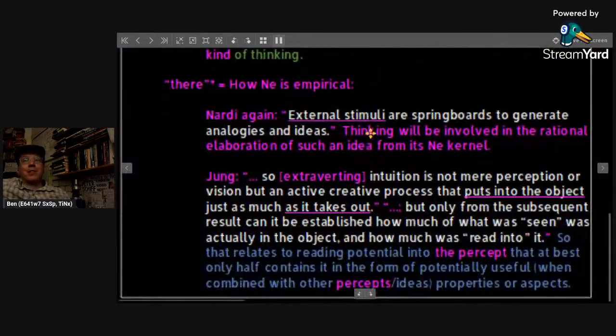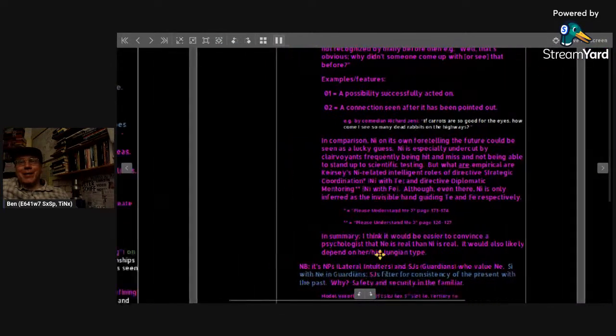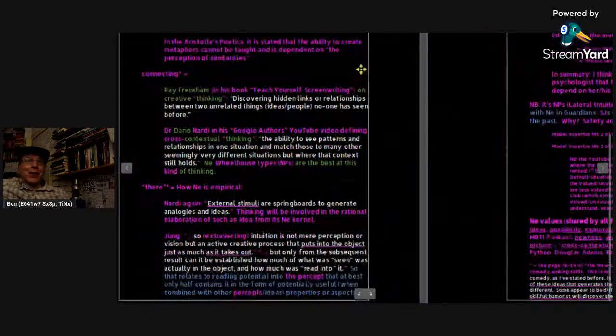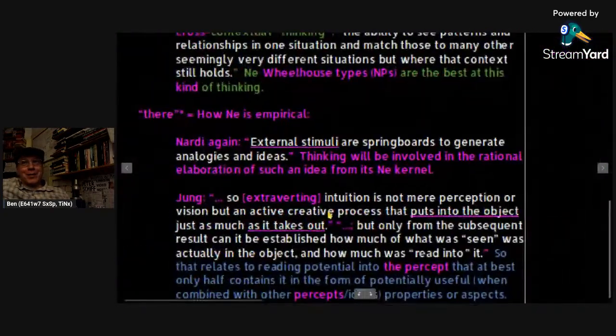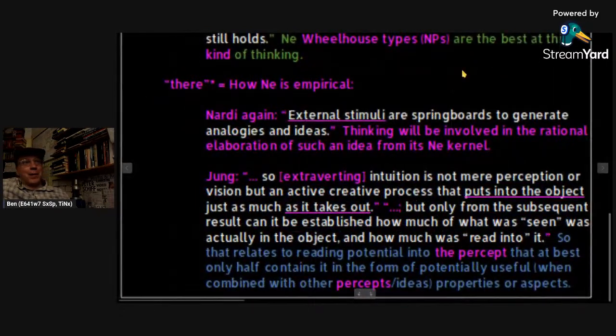There. So this is about how Ne is empirical. Right, so I got about a page, a large bit on how it's empirical. Right, here we go. Nardi again. So the empirical part: external stimuli. So that's empirical. External stimuli springboards to generate analogies and ideas.